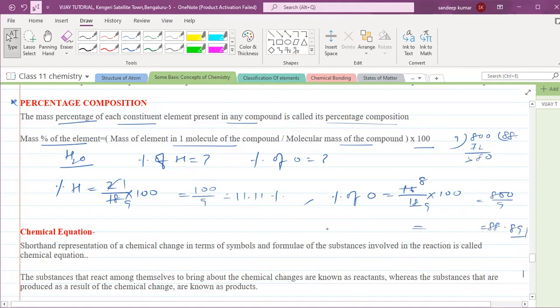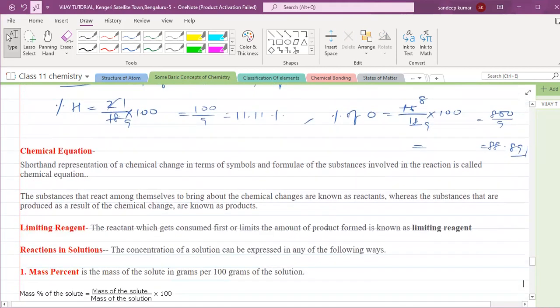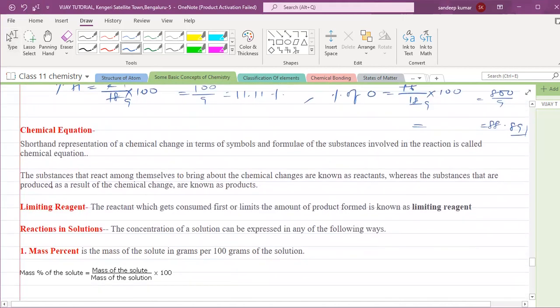Am I clear? Next, chemical equations. The shorthand representation of a chemical change in terms of the symbols and formulae of the substances involved in the reaction is called a chemical equation. For example, the burning of magnesium. Magnesium burns with oxygen and gives you what? Magnesium oxide. The substances which combine are called reactants, and the new substance formed is called what? Product. Am I clear?